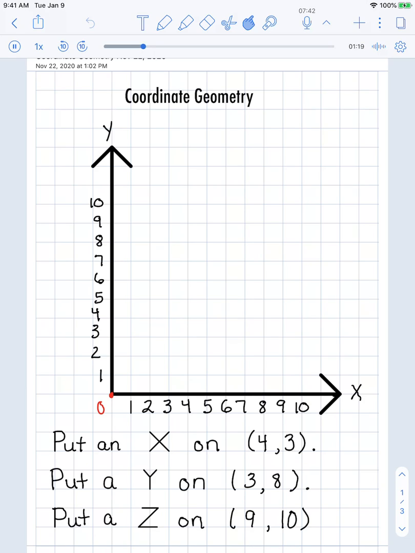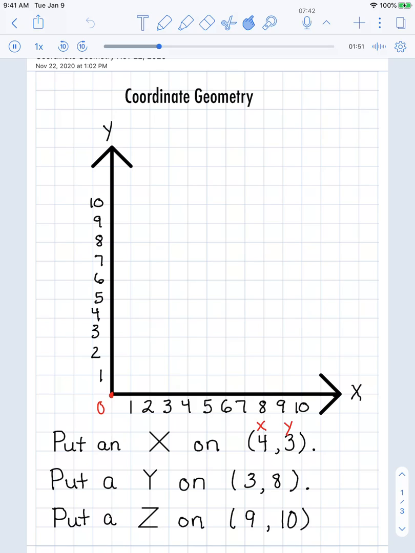So the first set of directions underneath this said, put an X on 4, 3. What I want you to notice in our first ordered pair is the number 4. The number 4 is for the number on our x-axis, and the number 3 has to do with how many lines you go up on the y-axis. Okay? So in the ordered pair, the x number comes first and the y number comes second.